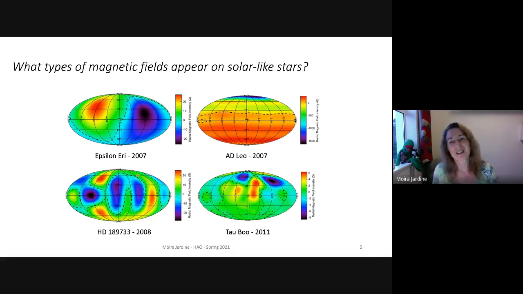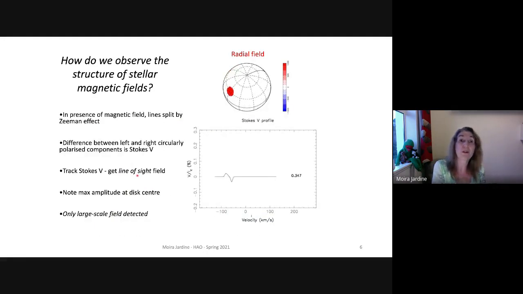Now, of course, stars are point sources to us. For most stars, we can't resolve their surfaces. So it's a reasonable question to ask, well, how can you infer the structure of the magnetic fields on these stars if you can't resolve their surfaces? Well, we use a technique called Zeeman Doppler imaging, and it uses the Zeeman effect.